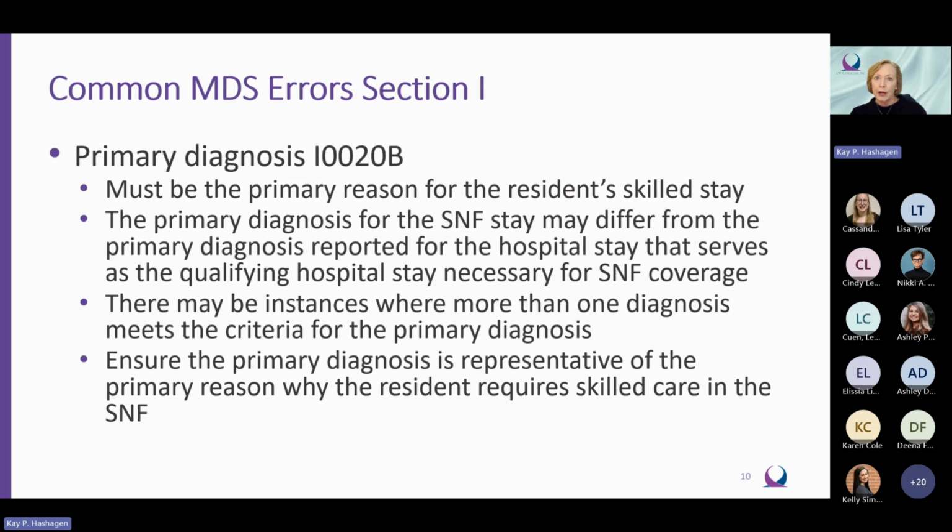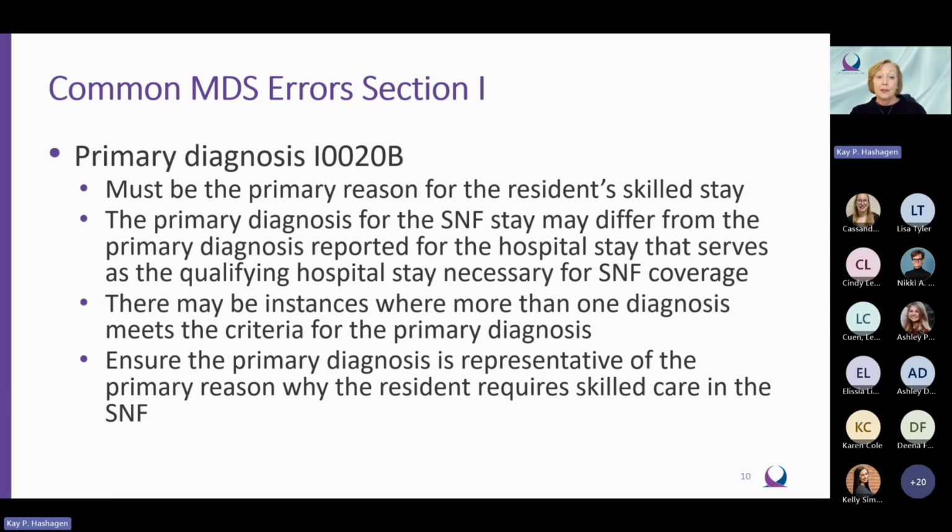So whatever you answer for that, that should track to your documentation to support that that would be the reason that you want to use for your primary diagnosis. And remember, that primary diagnosis for the SNF might be different than the reason they went to the hospital, because maybe whatever the initial diagnosis at the hospital is cleared up. Often we see things like encephalopathy or sepsis are cleared by the time they come to you. So you want to really look at that.